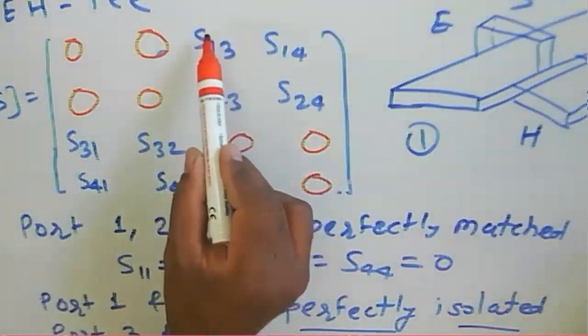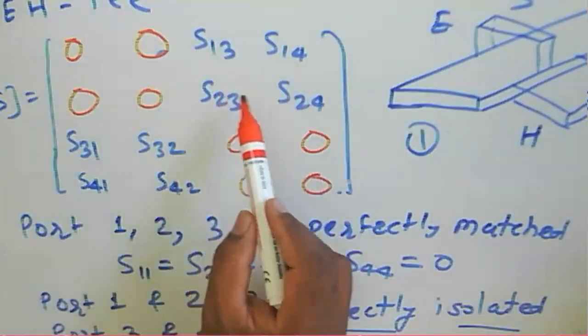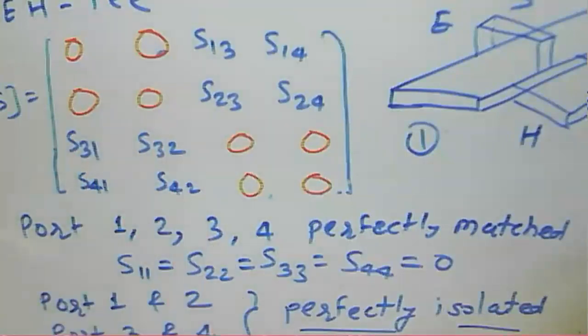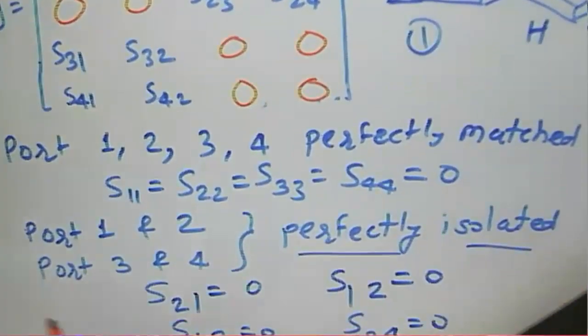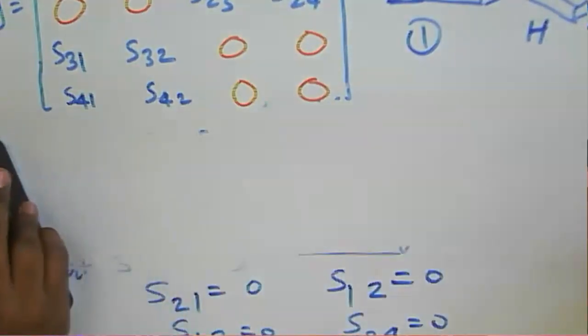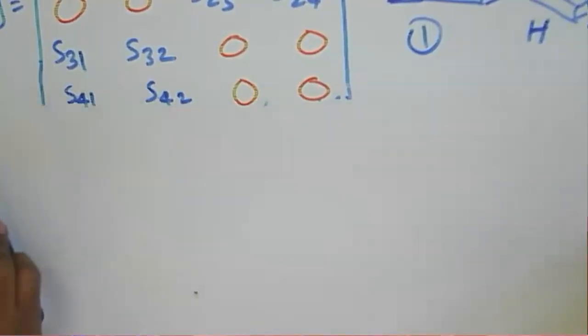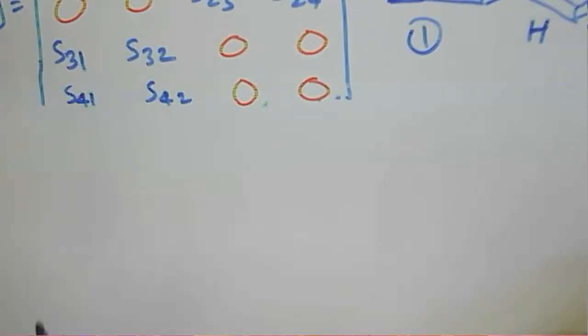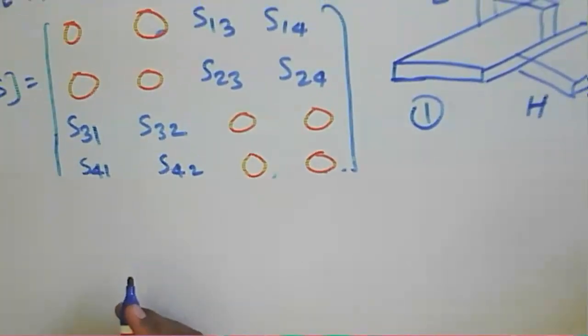Our aim is to obtain the S13, S14 values, the remaining components. We need to obtain the values of all these elements. Then how to obtain the values of all the elements? Again we have to use the same conditions, the symmetry property and the unitary property, and then we obtain all these parameters of the S matrix. Now I'll rewrite the terms.